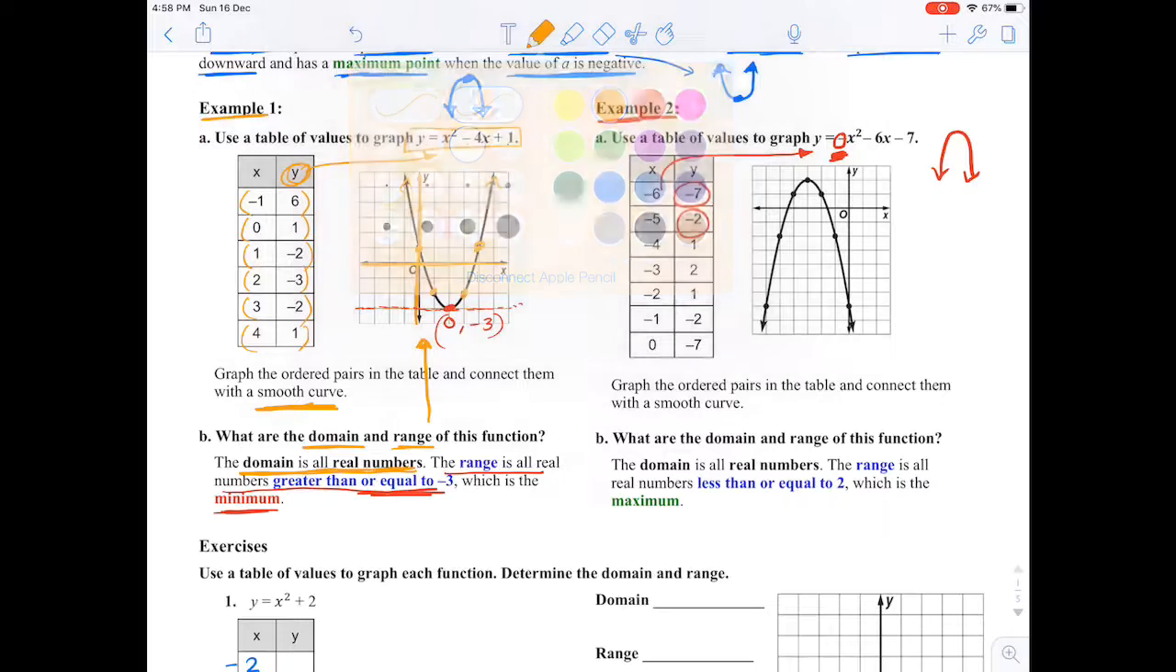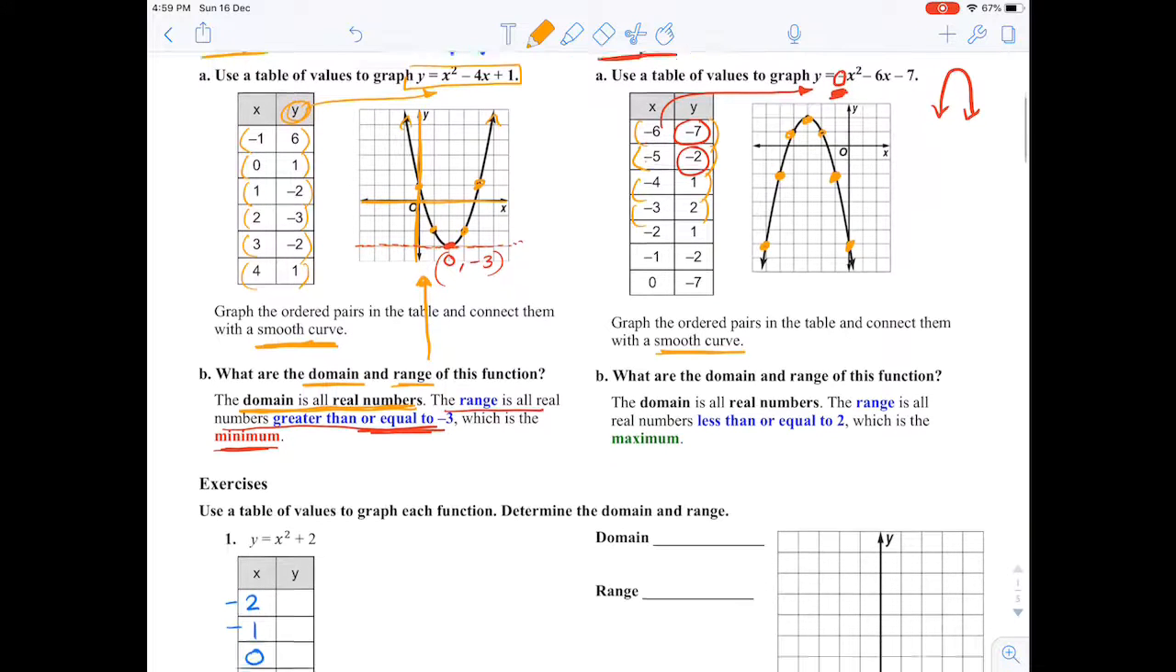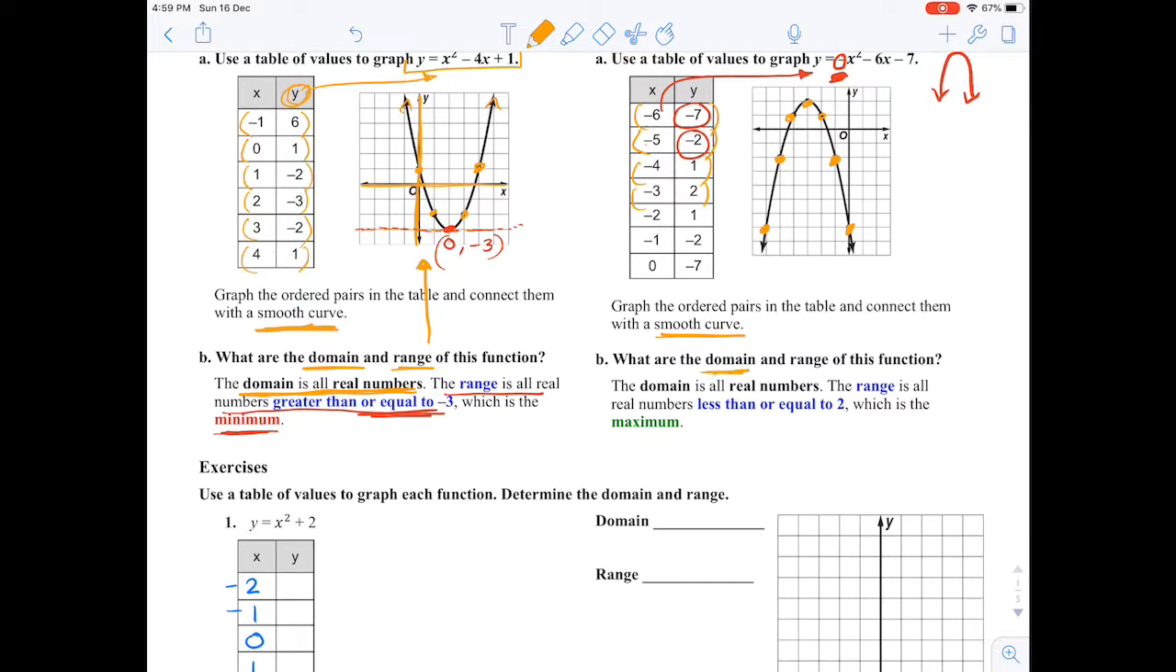And then what you have once again is a bunch of ordered pairs, and each one of those pairs gets put on the graph. There we go. And then as smoothly as possible, you're going to draw a curve through that so that it creates a beautiful looking parabola. And then we ask those same questions again. What is the domain and what is the range?